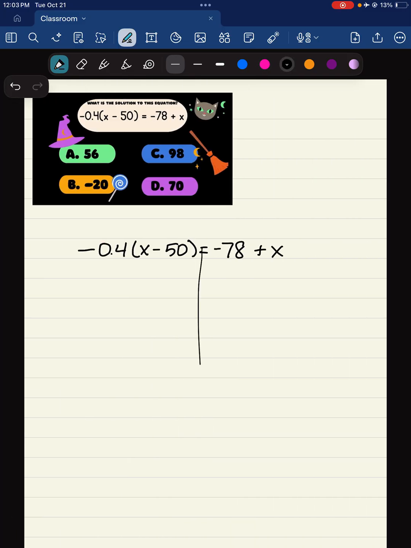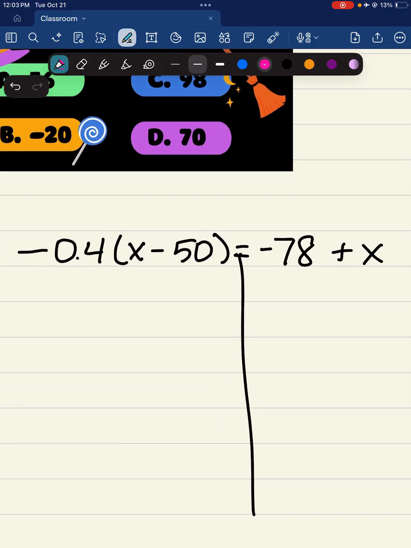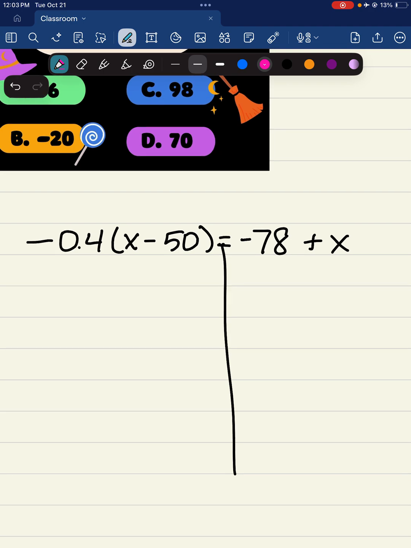All right, next one. We are going to solve this equation. So first step, do I see parentheses? Yes, I see parentheses, so we're going to distribute. So we have negative 0.4 times x, which is negative 0.4x, and negative 0.4 times negative 50 would give us positive 20, and that's equal to, everything else will drop down, plus x.